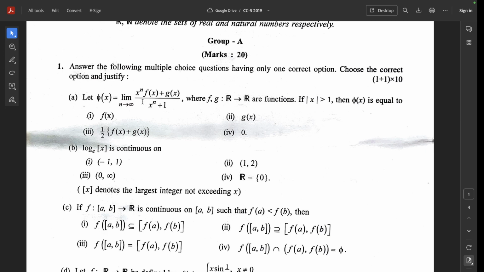(f x plus g x) whole divided by x to the power n plus 1, where f and g map real numbers R to R and are functions. If mod x greater than 1, then phi x is equal to what? Actually, in this question I may be wrong because of the power of this n. The answer is this, equals f x.